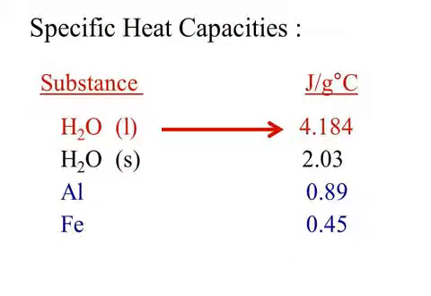Some specific heat capacities are listed here. You can see that liquid water has an incredibly high specific heat capacity. This is due to the hydrogen bonding in the liquid state between the water molecules, and it takes 4.184 joules of heat energy to change 1 gram of water by 1 degree Celsius. You can see as you get down to metals, they have very low specific heat capacities. This is why they're good conductors. It doesn't take much heat to change their temperature.